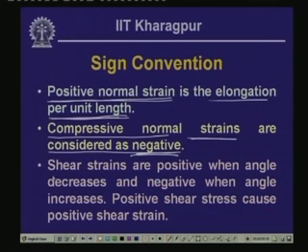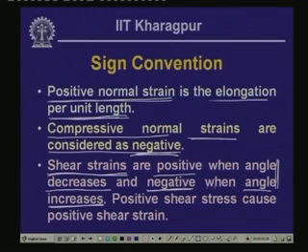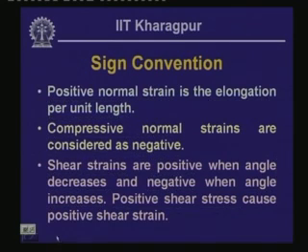So, positive normal strain is the elongation per unit length, and compressive normal strains are considered negative. Now, shear strains are a little different from normal strains. They are positive when the angle decreases and negative when the angle increases. This will probably be clearer if we look at the figures. Based on this definition, positive shear stress causes positive shear strain and vice versa.